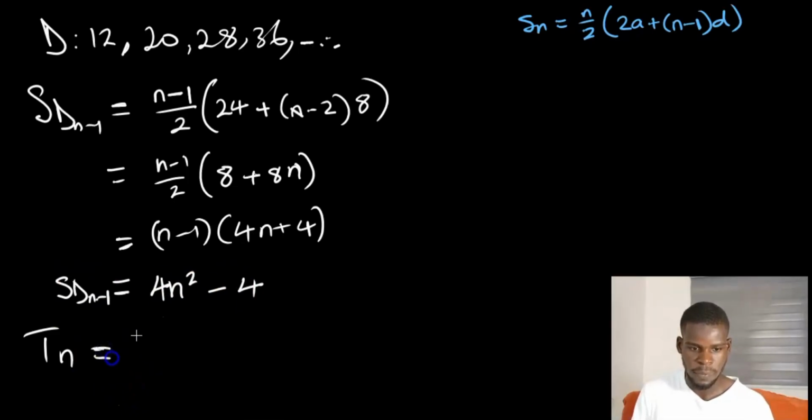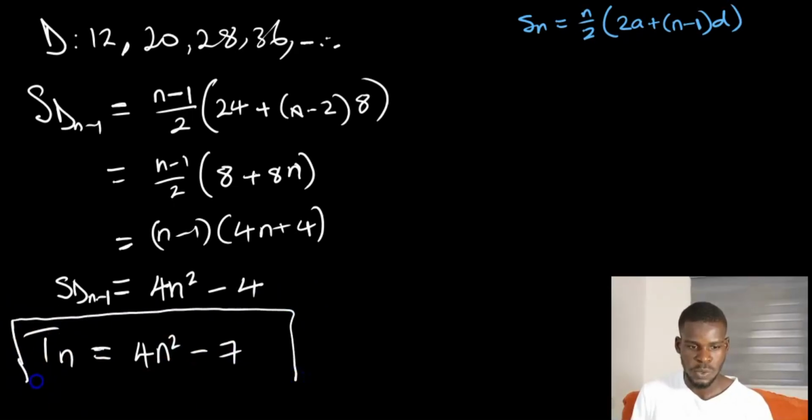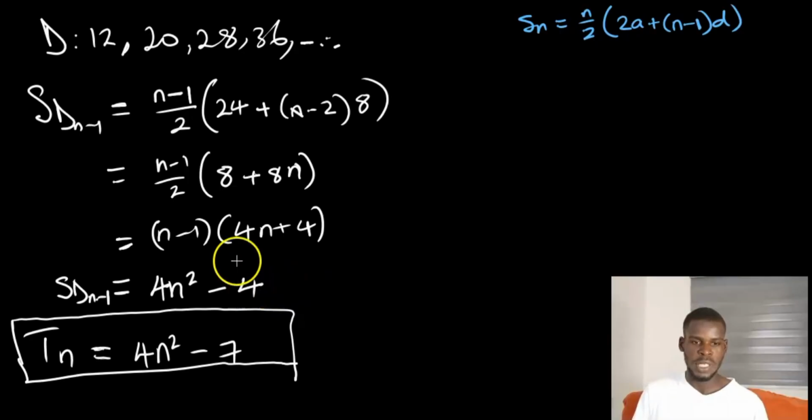So we're going to have 4n squared minus 4 minus 3, that's minus 7. This is our result. This result should be able to give us what we want. That is to say, it should be able to give us any term from the original sequence. So maybe let's check it out.